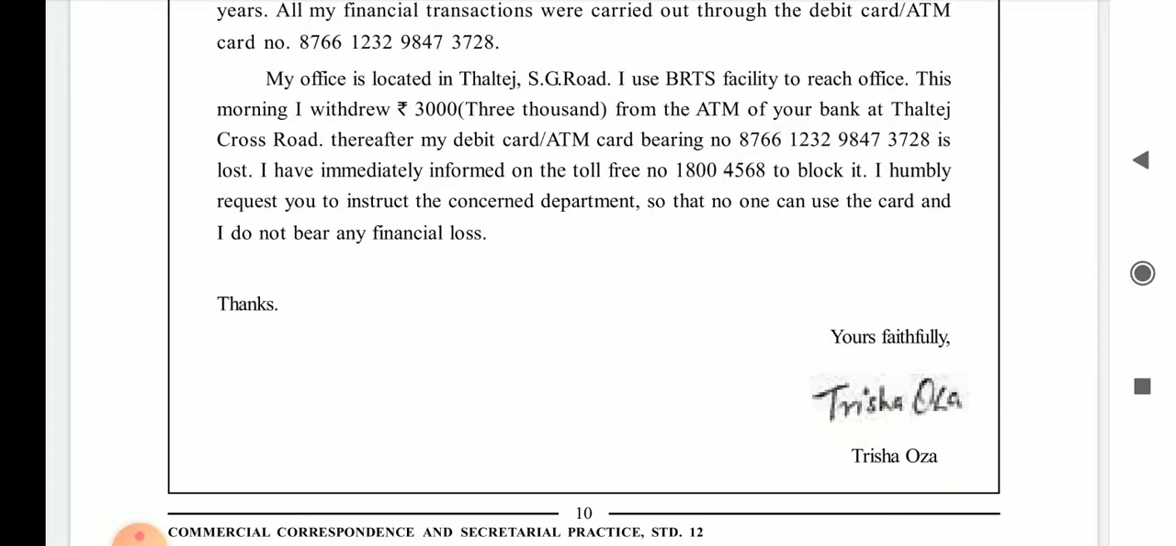Thereafter, my debit card ATM card bearing number is lost. After withdrawing the 3000 rupees, the lady forgot to collect her debit card ATM card, or either she put it somewhere else, or you can say she lost the debit card or ATM card.